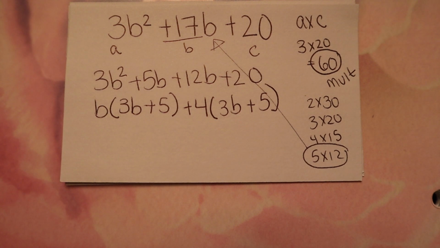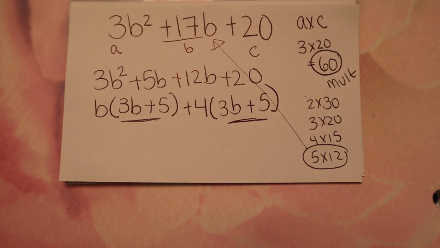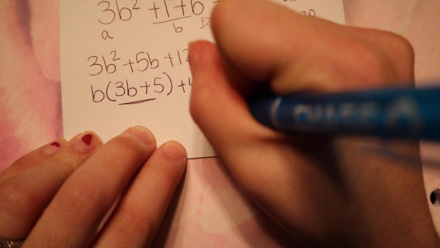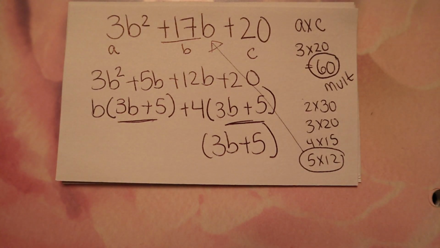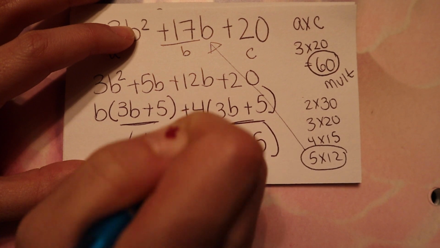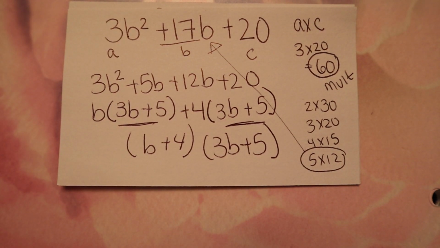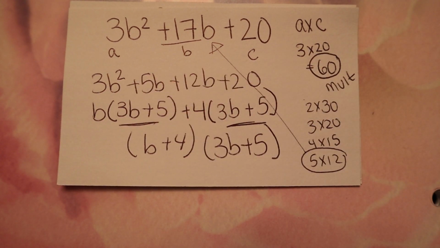Now the way this works is if you did your factor by grouping properly, this should be repeated. And then I'm going to pull this out because the 3b plus 5 is in both. And then I'm going to write out what's left, which is the b plus 4. If you factored correctly when you do factor by grouping, you should have your terms in parentheses repeated. If the terms in parentheses are not repeated, you did something wrong.